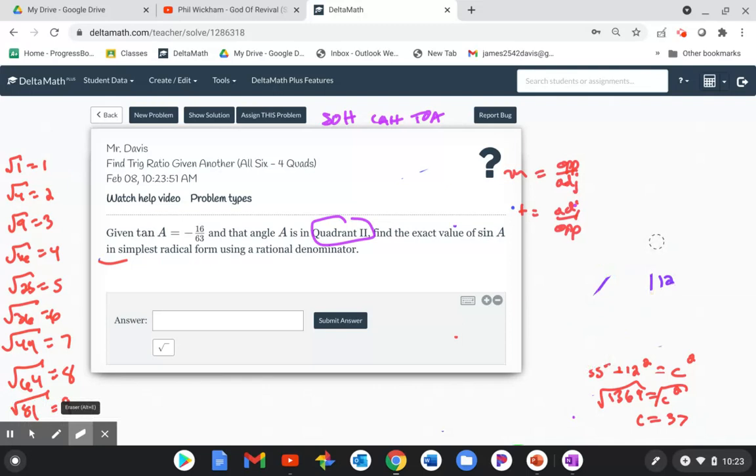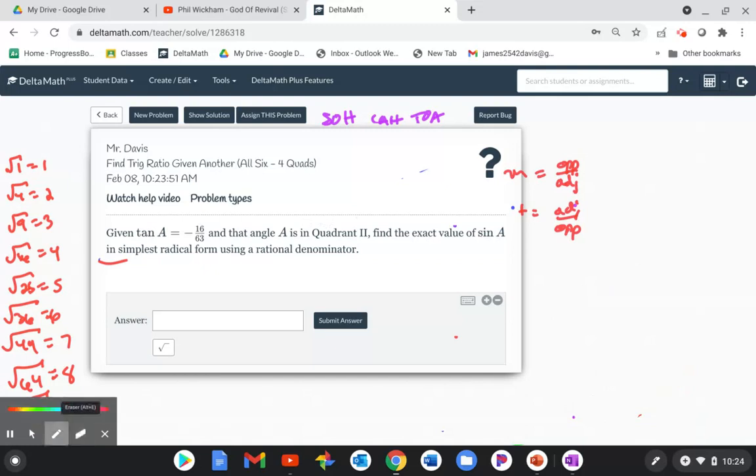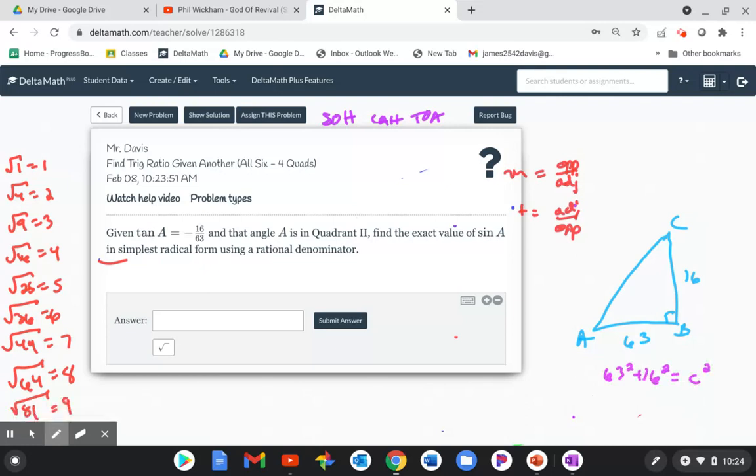All right, let's finish with this one. It's a quadrant 2. As always, start by drawing a triangle. ABC. Gives us the tangent. You can ignore that negative for right now. Tangent is opposite, which is 16. Adjacent is 63. So we're going to do 63 squared plus 16 squared equals c squared.